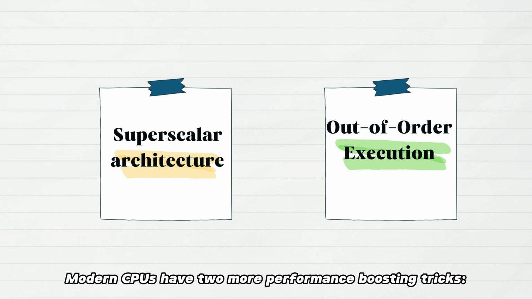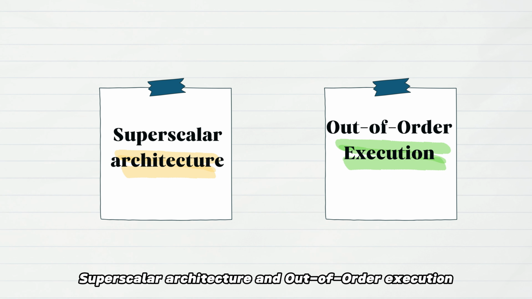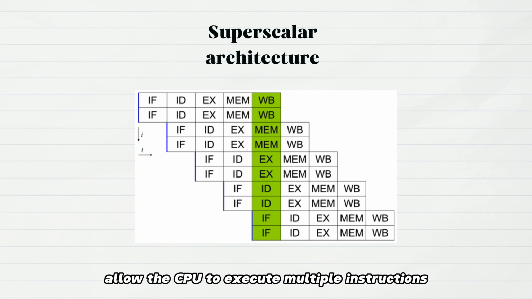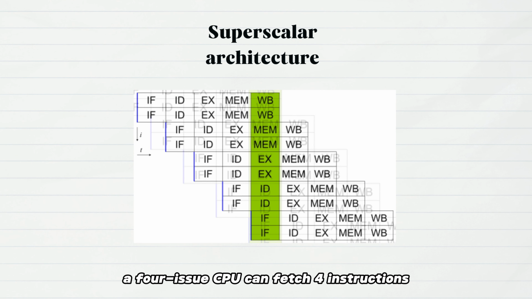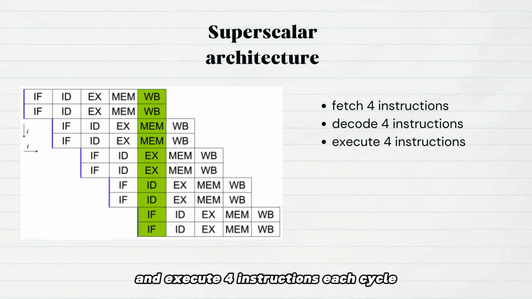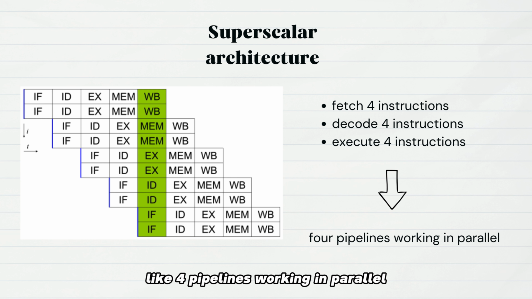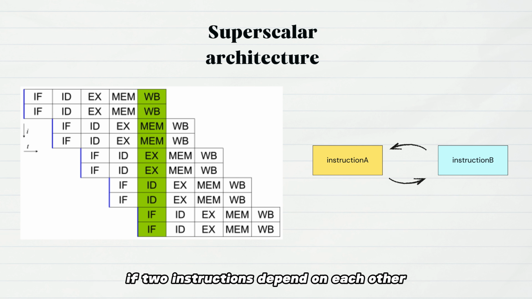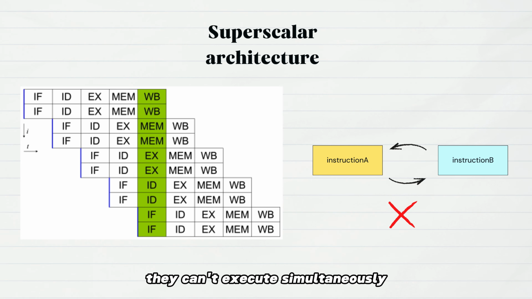Modern CPUs have two more performance-boosting tricks: superscalar architecture and out-of-order execution. Superscalar architectures allow the CPU to execute multiple instructions per cycle. For instance, a 4-issue CPU can fetch 4 instructions, decode 4 instructions, and execute 4 instructions each cycle, like 4 pipelines working in parallel. Of course, this requires that these instructions be independent. If 2 instructions depend on each other, they can't execute simultaneously.